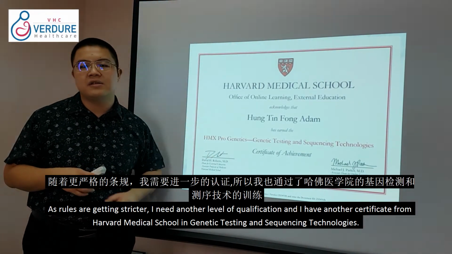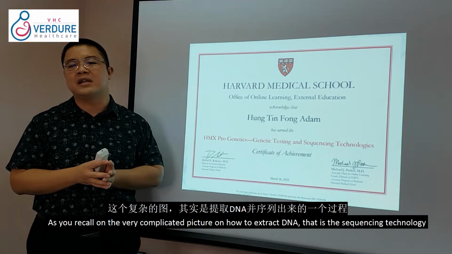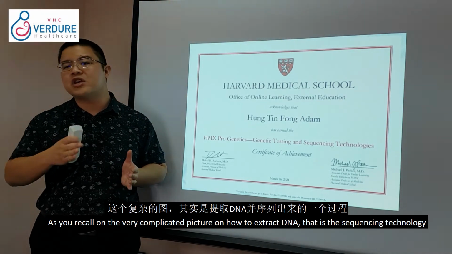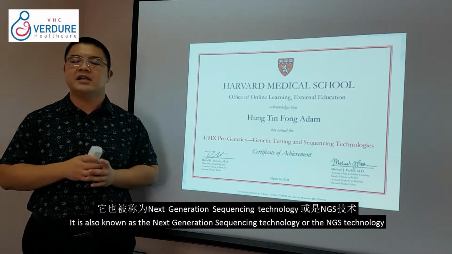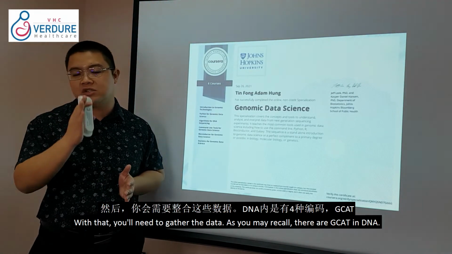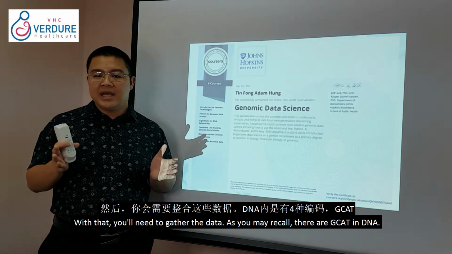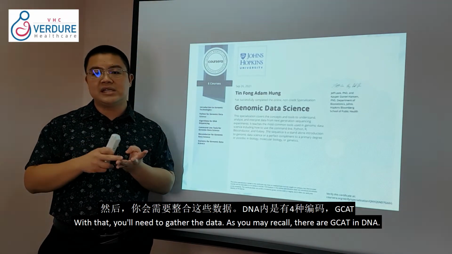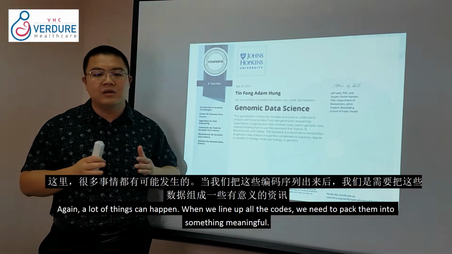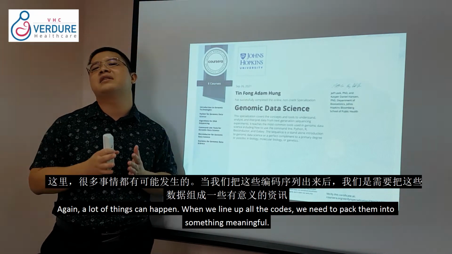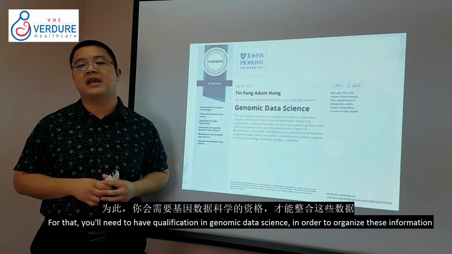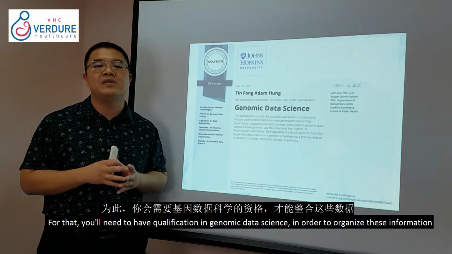So if you can recall just now the very complicated picture on how to extract the DNA, that is the sequencing technology. So currently we're using something called the next generation sequencing technology, or the NGS technology. With that, you have to organize data because, as you might be able to recall, genes are separated into 4 codes, G, C, A, and T. Okay, there are 4 codes, but even then, a lot of things can happen. When you line up all these codes together, you have to pack them into something meaningful. With that, you have to get the genomic data science qualification in order to sort out the data into neat packages.